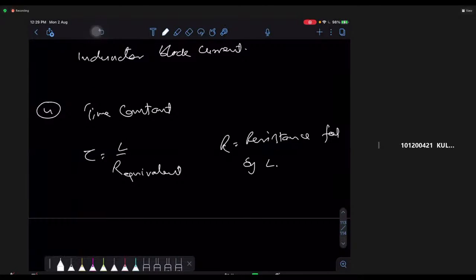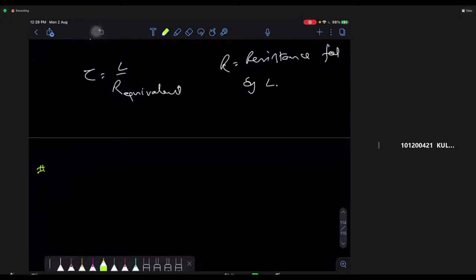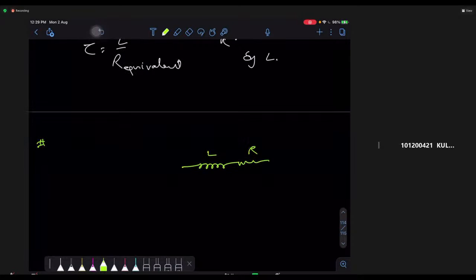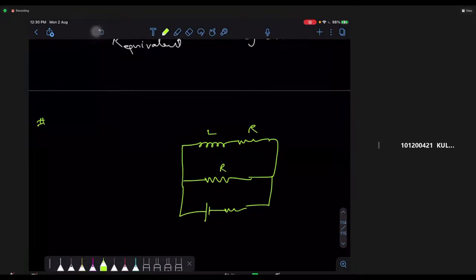So it's almost similar to our RC circuit. Again, quite similar to the RC circuit. Let's take one example here to make it a little clearer. Let's say we have an inductor. This has a resistance, and this one has a resistance. And we have a battery. So we have three resistances, one battery, and one inductor.